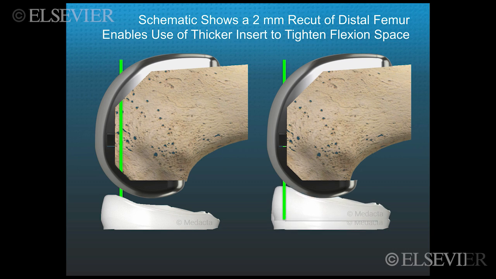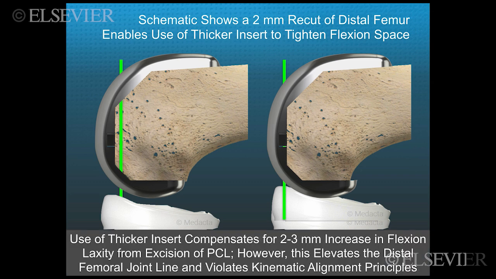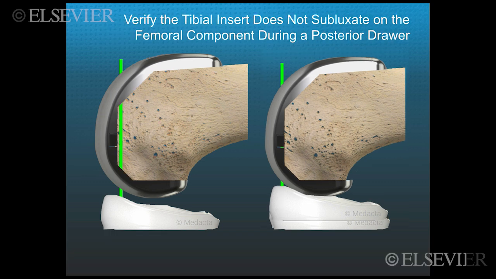So this is a pretty good strategy, but it has the disadvantage that it elevates the distal femoral joint line, which violates kinematic alignment principles and can cause some mild mid-flexion laxity according to Thomas Lukic and Johann Bellemann's work. So the other thing you have to do, whether you're adjusting the slope by adjusting the tibial resection or bone grafting or cutting more off the distal femur, you have to verify that the tibial insert does not subluxate posterior on the femoral component during a posterior drawer test.